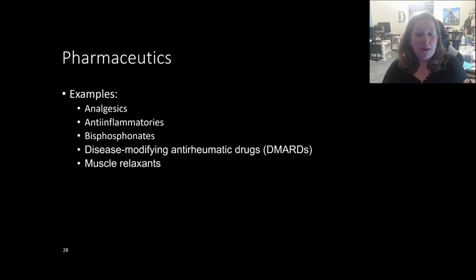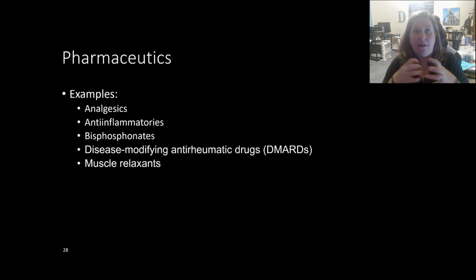All right, so pharmaceutics here, we're talking about the pharmaceuticals. We have analgesics. This is going to be like a type of pain medication. We have anti-inflammatories. These, of course, are going to reduce inflammation. Bisphosphonates are types of medication that actually can trigger osteoporosis, so they're not good for your bones. We also have disease-modifying anti-rheumatic drugs, or DMARDs, helping fight autoimmune issues for rheumatoid arthritis. And then, of course, muscle relaxants.